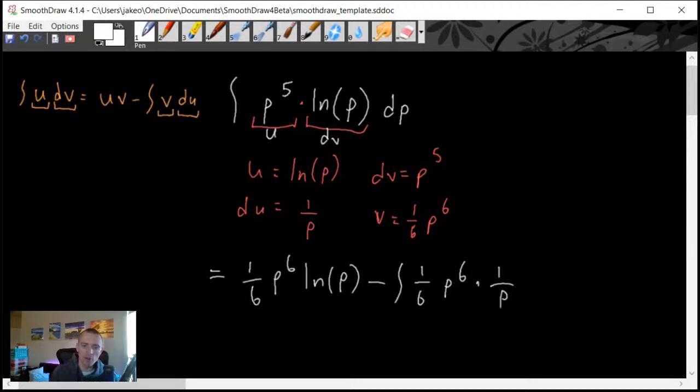And this is what I was getting at earlier about the derivative of ln p conveniently simplifying with the antiderivative of p to the 5th, because now we have a p to the 6 times 1 over p. Well, this p is going to cancel with one of these p's, just turning it into the integral of 1/6 p to the 5th. So now this thing that we're integrating can be integrated just using the power rule, instead of what we had before that could not be done with just the power rule. It required some additional tricks.